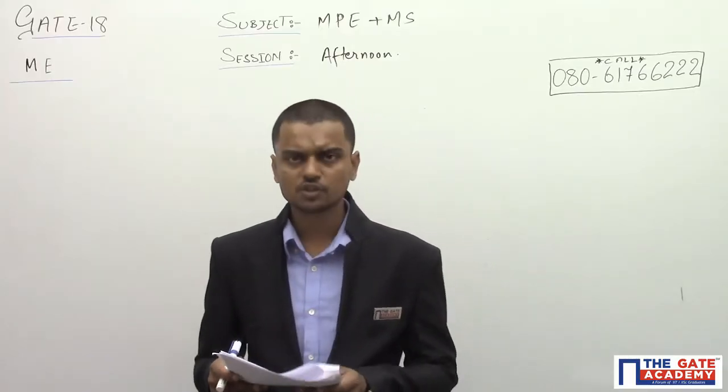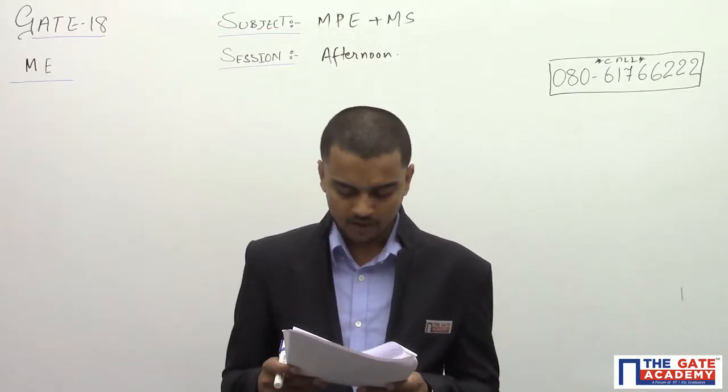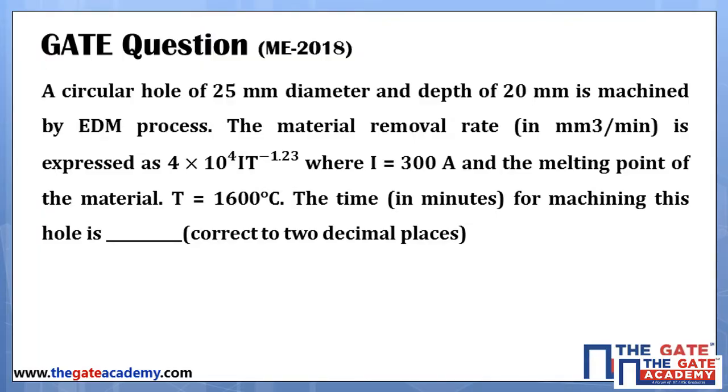Now we'll discuss question number 52, and it is from EDM. The question is, a circular hole of 25 mm diameter and depth of 20 mm is machined by the EDM process. The material removal rate in mm cube per minute is expressed as 4 into 10 to the power 4 into I, which is your current, into T to the power minus 1.23.